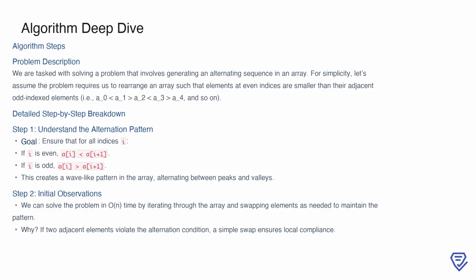To achieve this, our goal is to ensure that for every index i, if i is even, the element at i is smaller than the one at i plus 1, and if i is odd, the element at i is greater than the one at i plus 1. A key observation here is that we can maintain this alternation by iterating through the array and swapping adjacent elements whenever the condition is violated. By doing this, we can solve the problem efficiently in linear time, or O(n), since each swap directly resolves a local violation of the alternation pattern.